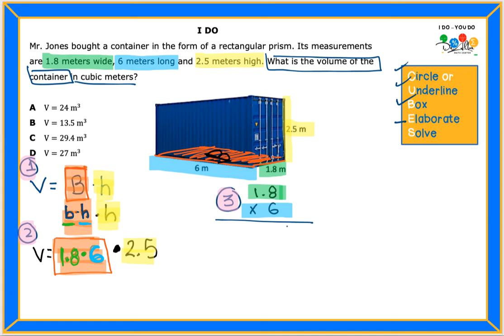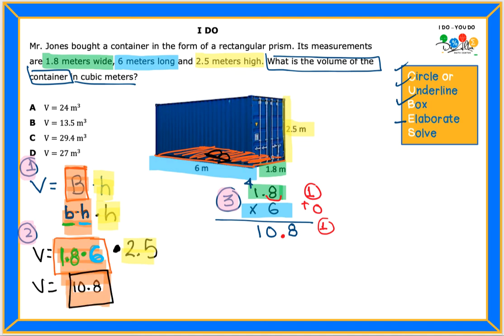6 times 8, 48. 8 and we carry 4. 6 times 1 is 6 plus 4, that's going to be 10. Great. Now let's check the decimals in each factor. Here we have 1 decimal and here we have none. So the total will be 1. From right to left, we move the decimal point 1 place back. What it means is that 1.8 times 6 is going to be 10.8. This 10.8 represents the area of the orange rectangle.